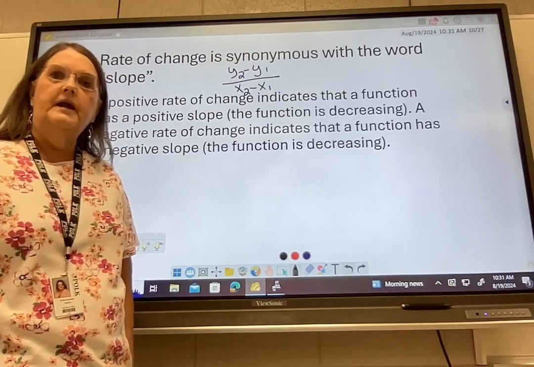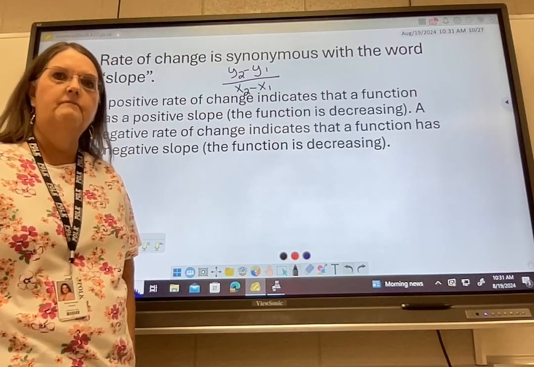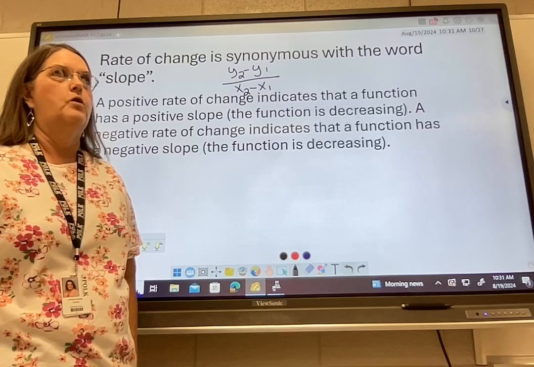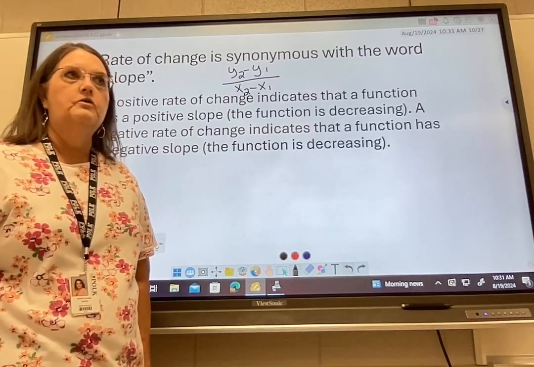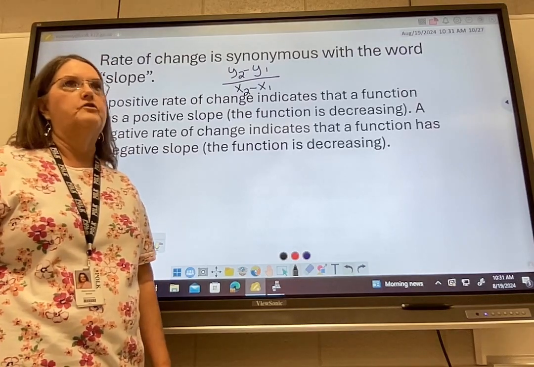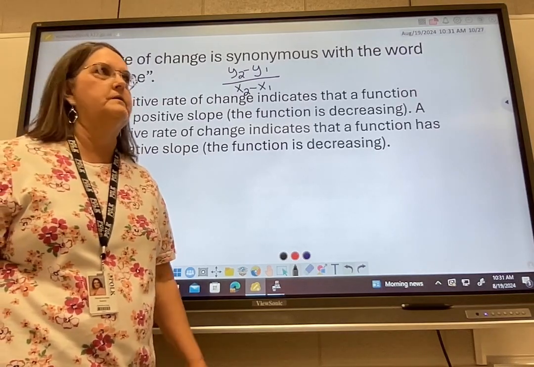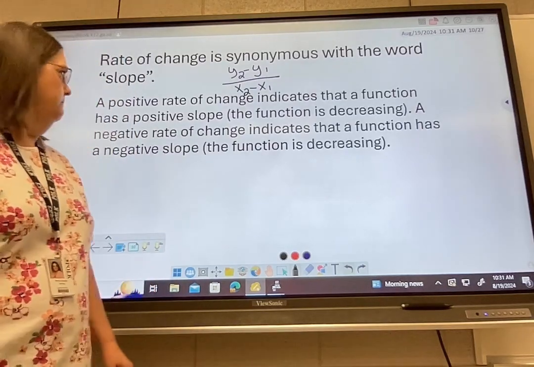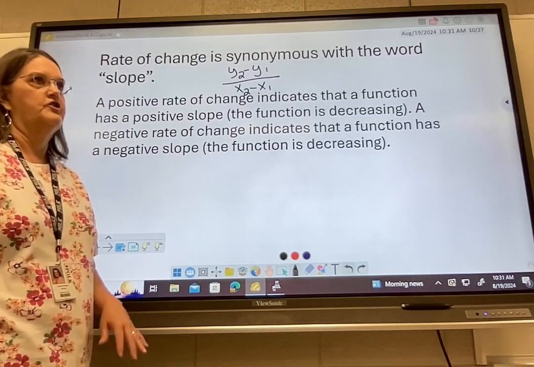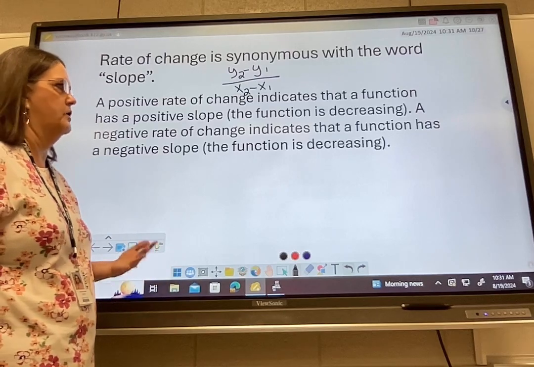The average rate of change is still that same formula, except now we don't have a constant rate of change on most of our functions. So when we're looking at our functions, we call it average rate of change because it's not linear anymore. It's a curvy graph, and the rate of change changes as we move across the graph.